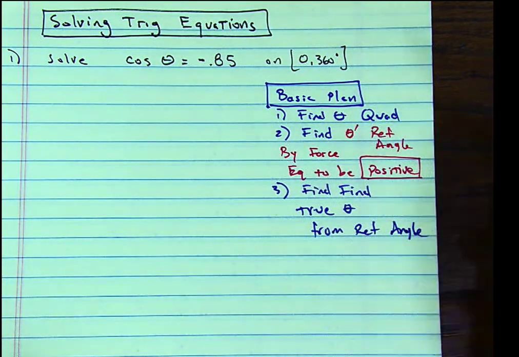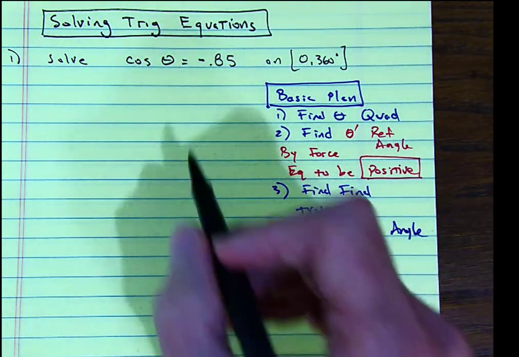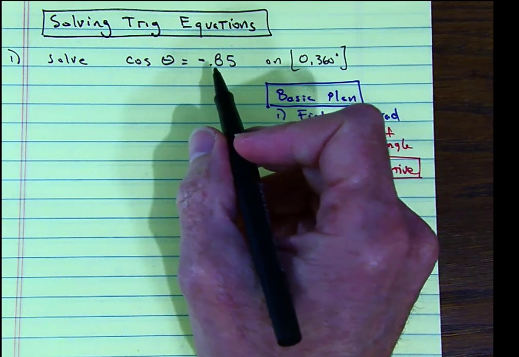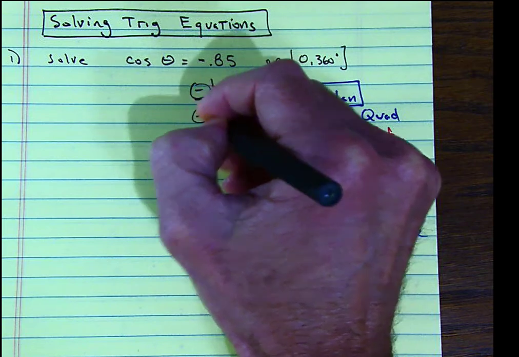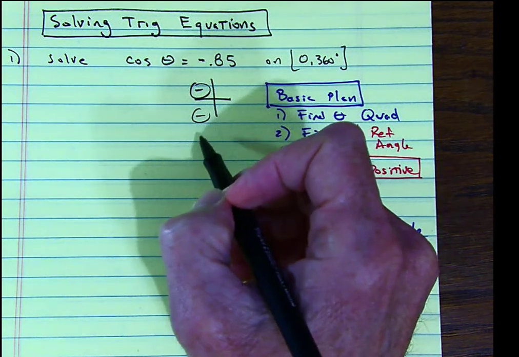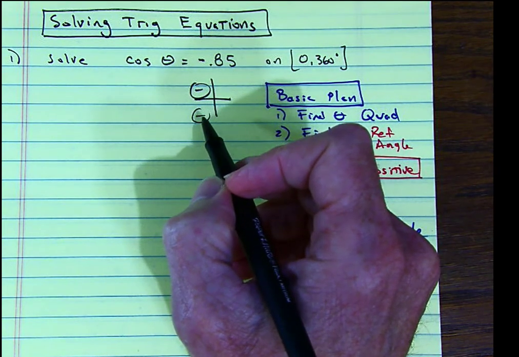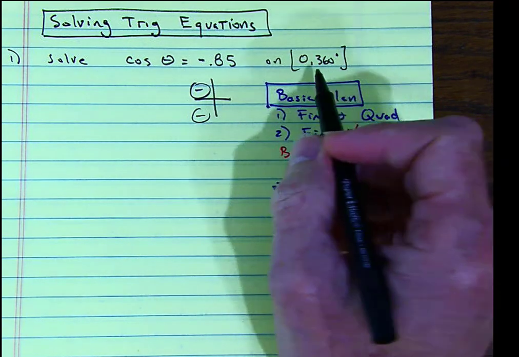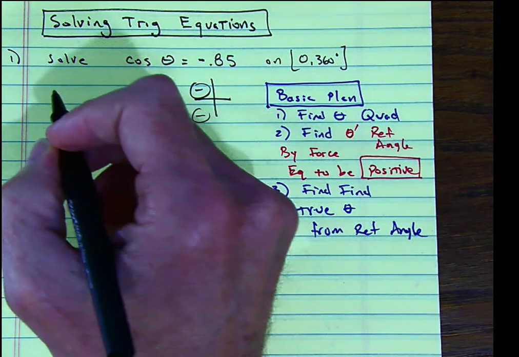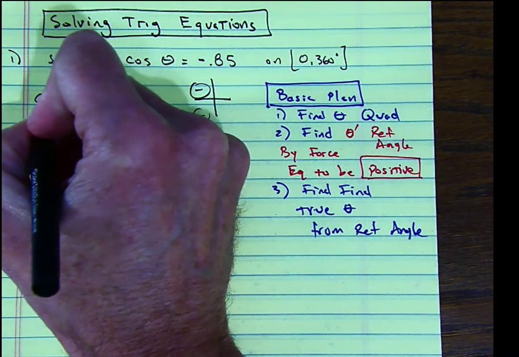All right, so for example, on this problem, if we were to look at cosine, it equals negative. Okay, cosine is negative in quadrants 2 and 3. So we have 2 solutions that we're going to try to find. We also have to make sure we're in degree mode, and we're going to change the problem.